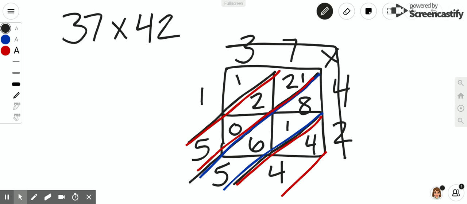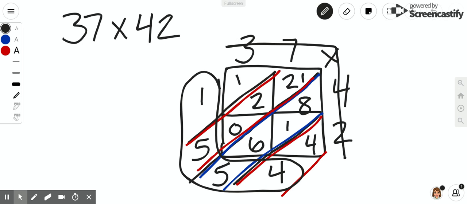Then if you look right here, this is our final product. 37 times 42 is 1,554. Knowing the lattice method allows you to multiply any size digits as long as your box is big enough.